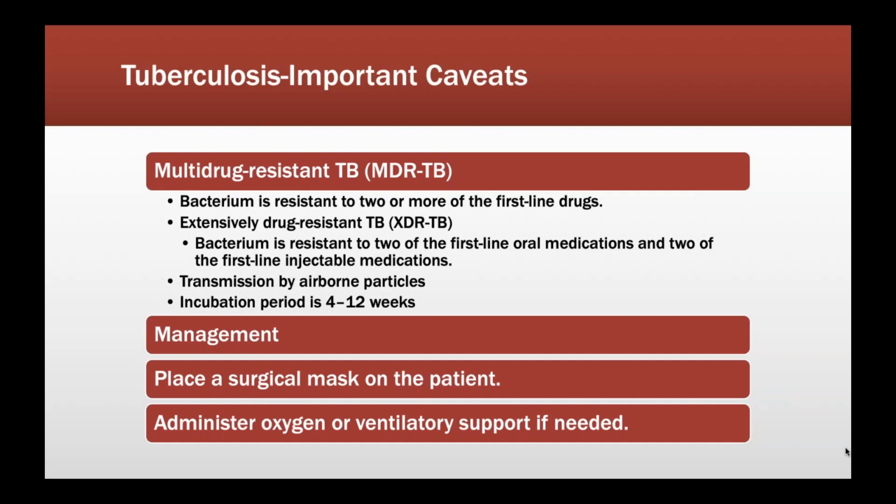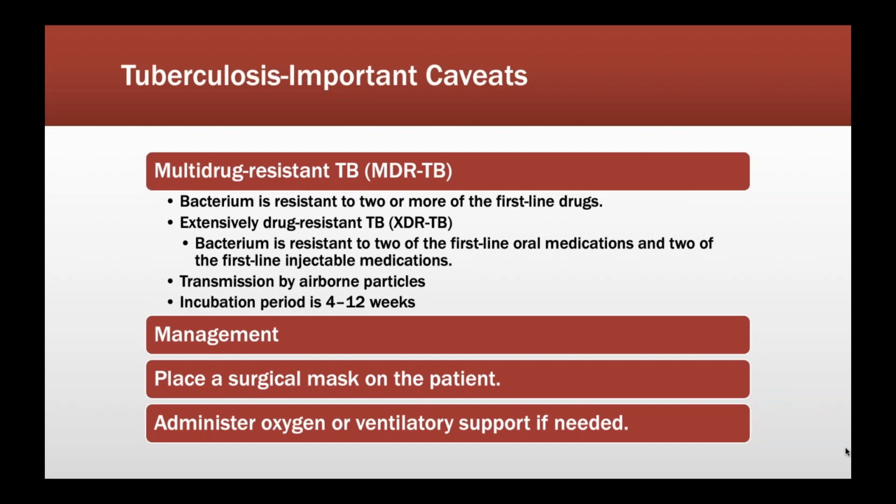So you'd want to place a mask on these patients. An N95 respirator would be acceptable here for yourself, and you could put a surgical mask on the patient as long as they can tolerate that. Preferably, you would put an N95 respirator on the patient as well, but many of these patients will not be able to tolerate that, and so you want to at least put a respirator on yourself, and then, of course, administer oxygen and ventilatory support if needed.